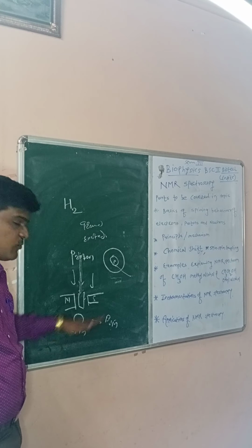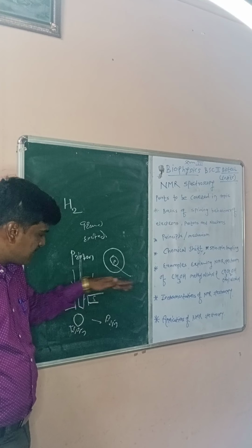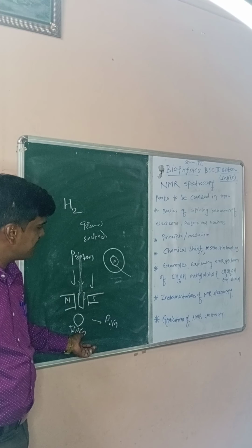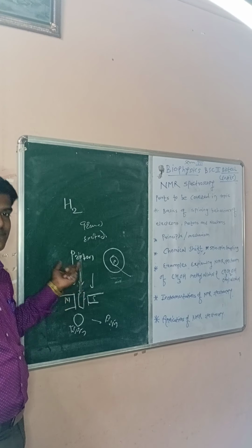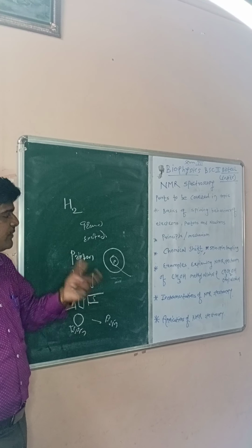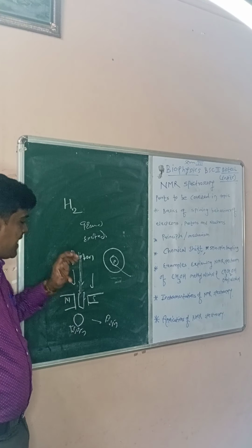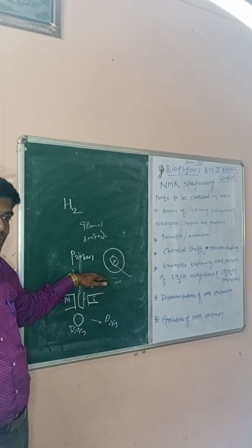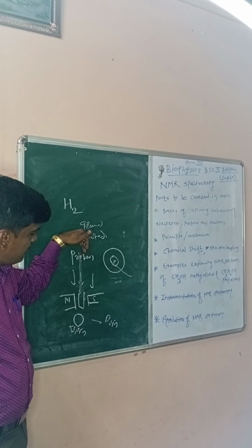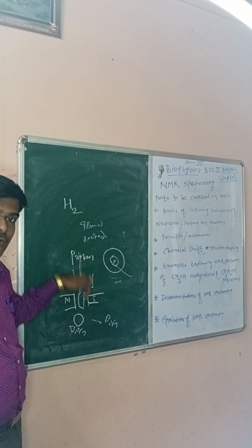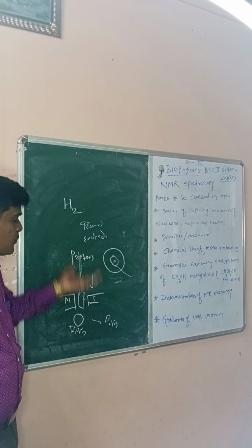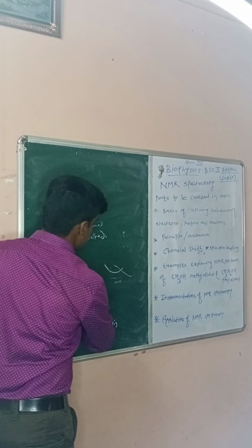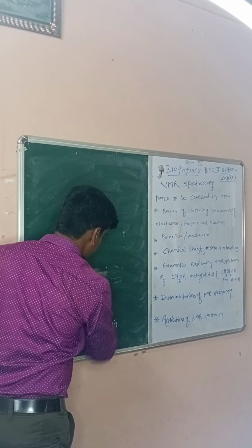So the original ground state goes to the excited state, and again the excited state comes back to the original ground state by emitting the extra energy, or the electromagnetic radiation. This is the basis of NMR spectroscopy. Whatever chemical compound we study by NMR spectroscopy, having a number of protons present in the structure, due to the presence of these protons they absorb the quantity of electromagnetic radiation required for resonating these protons from alpha spin to beta spin. This is the basic principle of NMR spectroscopy.